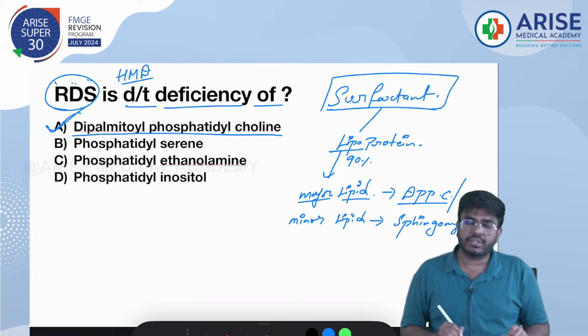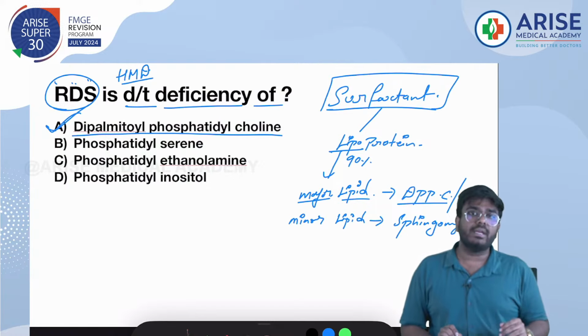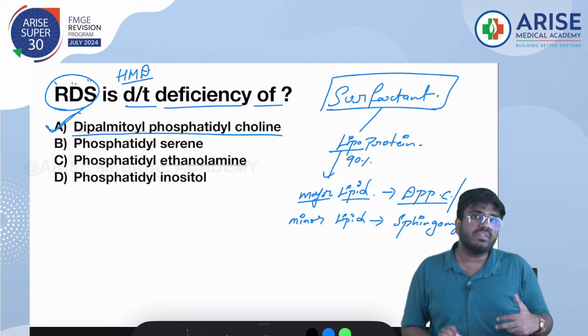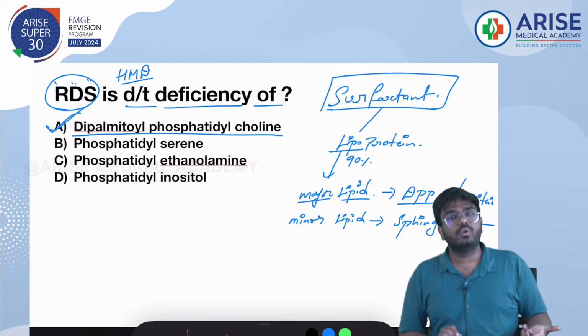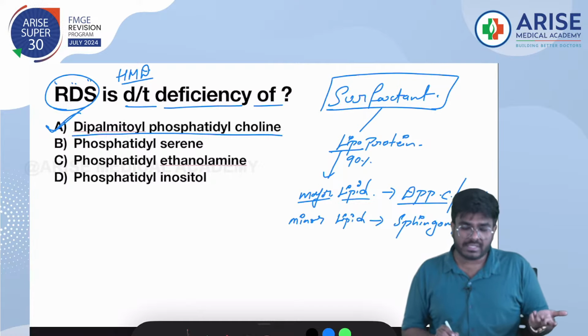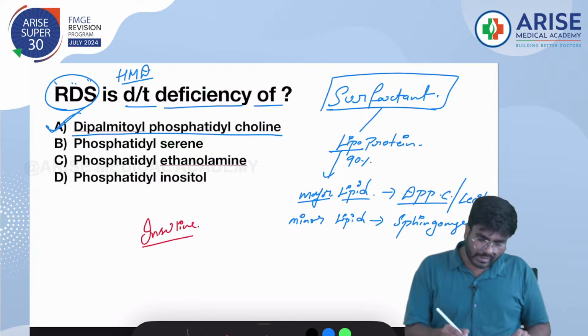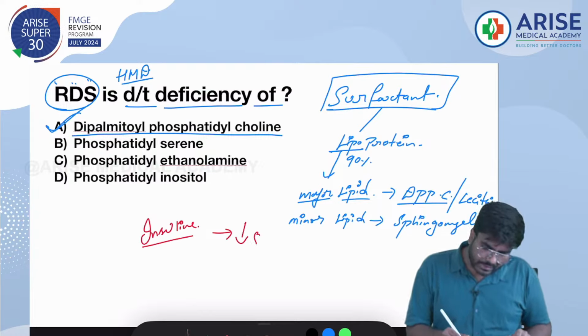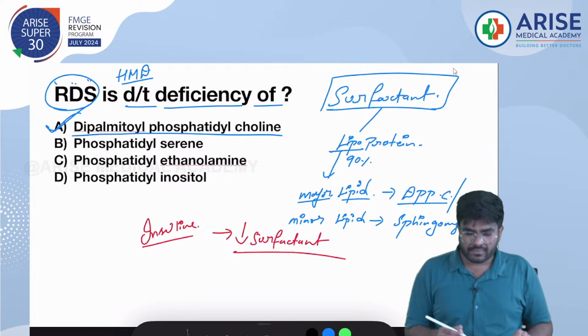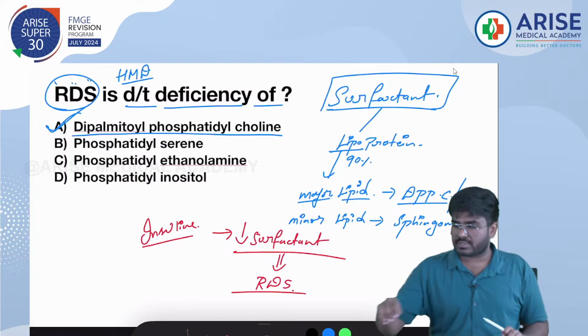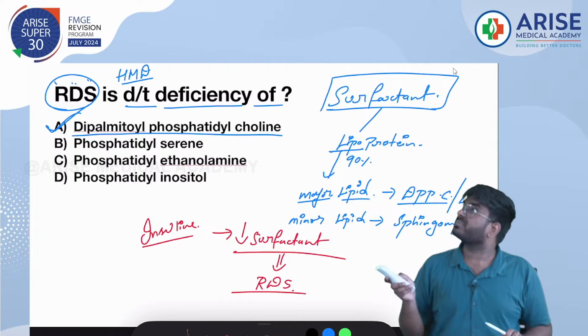Sometimes they can also ask you, respiratory distress syndrome in a neonate can be due to which hormone? It can be due to excess of which hormone? Which hormone can lead to respiratory distress syndrome or hyaline membrane disease? Insulin. Why insulin? Insulin decreases surfactant. When the surfactant is not there, that's going to cause respiratory distress syndrome.